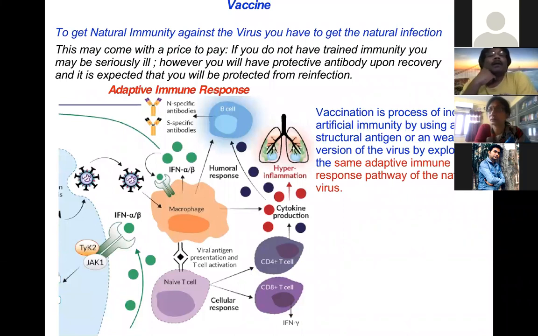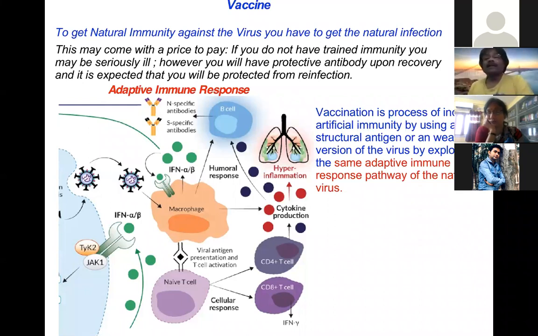So now slowly we will go to the vaccination part, the last part of my talk. How could you get natural immunity? By getting infected, by natural infection. But that may come with a price to pay. If you do not have trained immunity, then you may be seriously ill, and that could have devastating consequences. That's the reason why we need a vaccine.